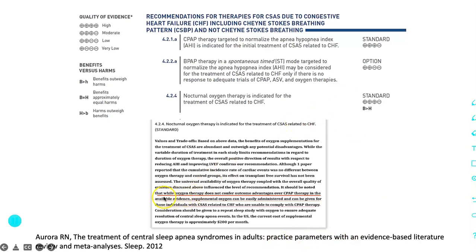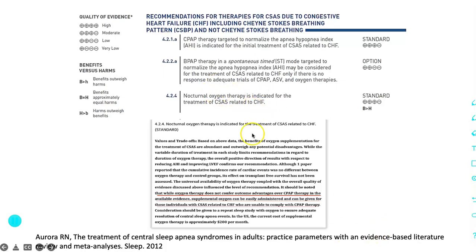You can see here the treatment with oxygen therapy does not confer outcome advantage over the CPAP therapy in the available evidence. The supplemental oxygen can be easily administered and can be given for those individuals with central sleep apnea syndrome related to CHF who are unable to comply with the CPAP therapy. So for those patients who cannot tolerate the CPAP, oxygen would be a good alternative option.